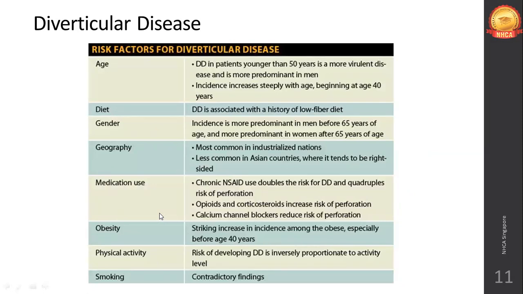Calcium channel blockers, which are given as cardiac disorder management, opioids, corticosteroids, these can increase the risk of perforation as well. Perforation means the outpouches can burst open, and the fecal matter will get released inside the peritoneal cavity. Obesity, the risk increases with obesity. Physical activity, again, if you are not physically active, the risk is higher. Smoking, you have contradictory findings. There is no association of diverticular diseases with smoking.